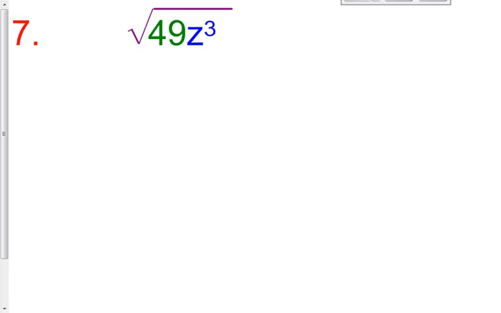So number 7. Why don't you guys try this one on your own, pause the video, and then check your answers with me after you're done. The square root of 49z cubed. I can't take the square root of 49z cubed. I cannot take the square root of z cubed. However, I can write it as z squared multiplied by z.